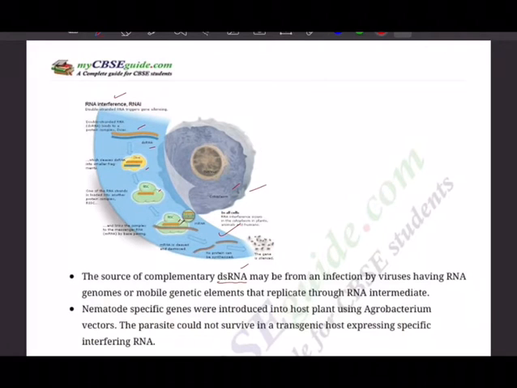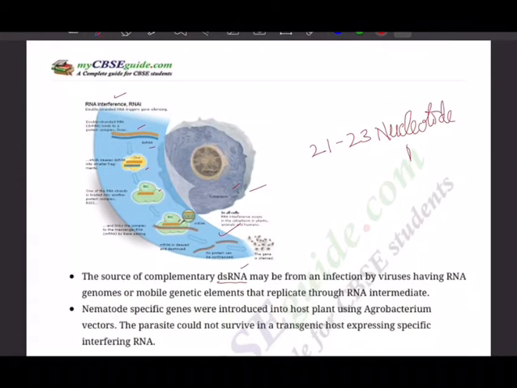What are the various steps involved in the silencing of the mRNA? The different steps involved in making the tobacco plant resistant to nematode are as follows. Step 1: double-stranded RNAs are processed into approximately 21 to 23 nucleotide RNAs.